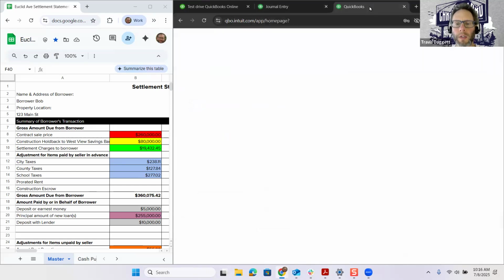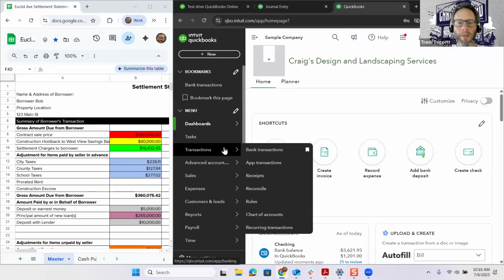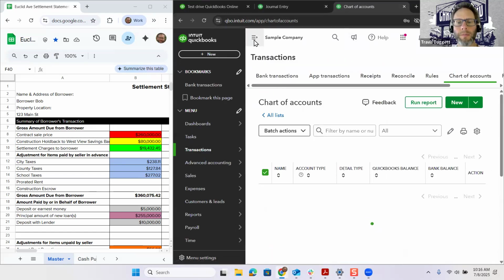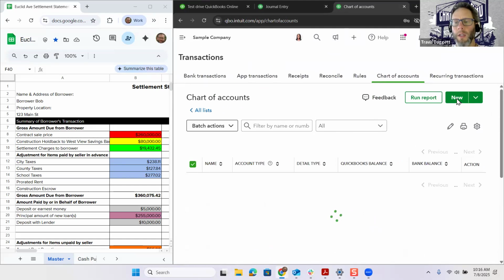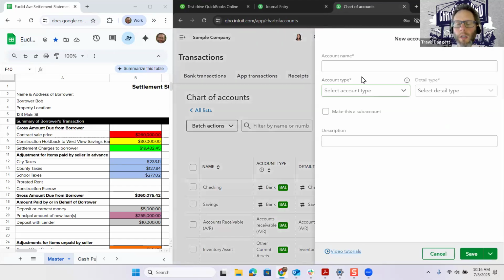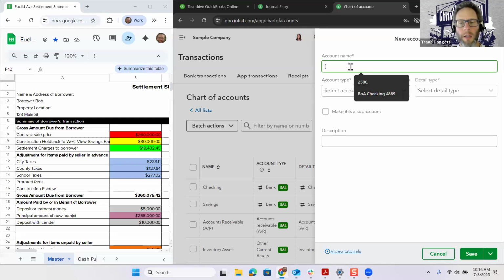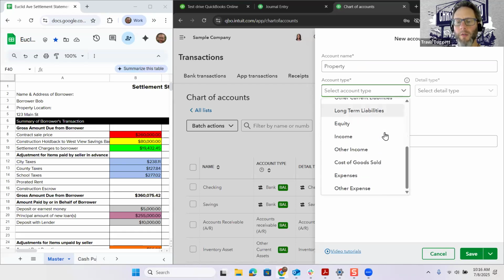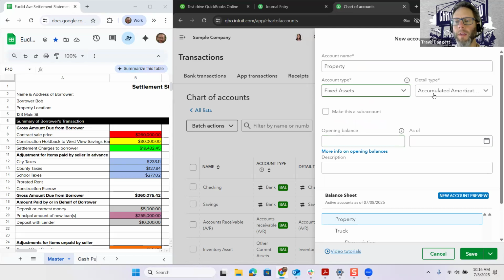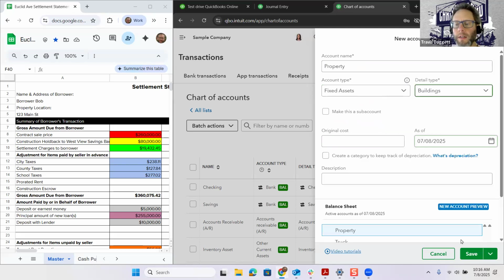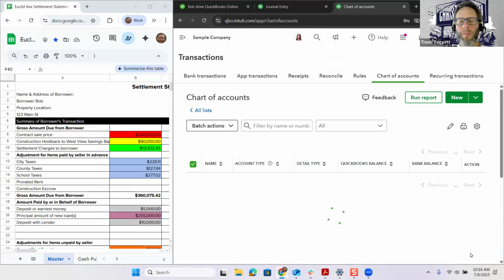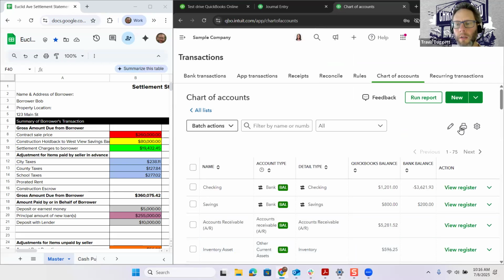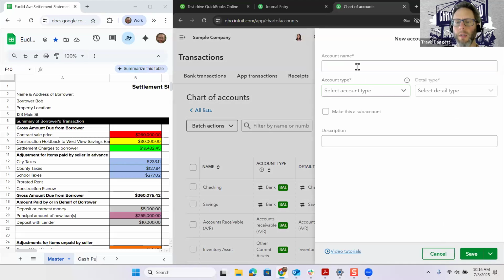I'm going to create this in the chart of accounts. And I'm going to make a parent. And you would do land and building possibly, but we're just going to do this for now for simplicity or illustration purposes. Let's make this a fixed asset building. Okay, that's our parent account.